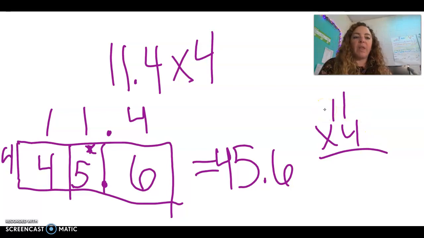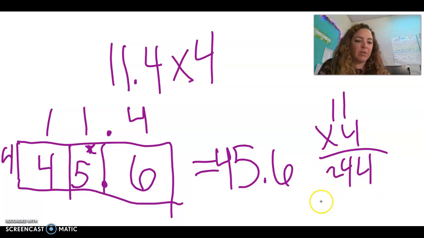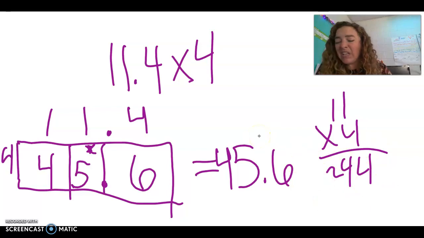We know when we're multiplying by ones, it's just that same number. So I would get 44. Gosh, 44 is our estimate. It's our approximately 44. And 45 and 6/10 is fairly close to that. So we know we're in the right ballpark.